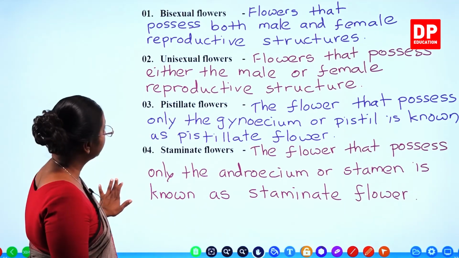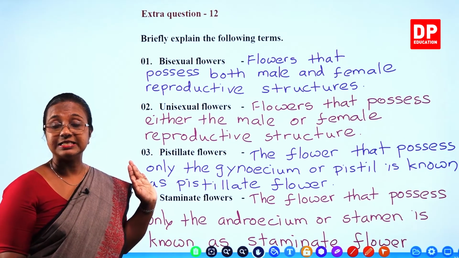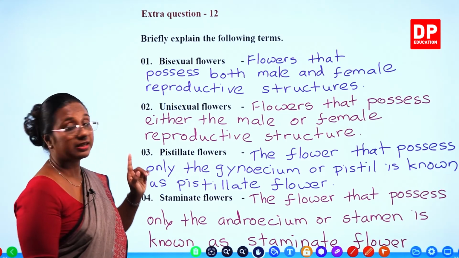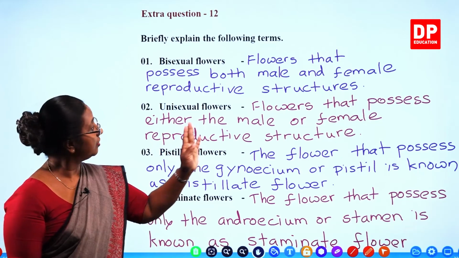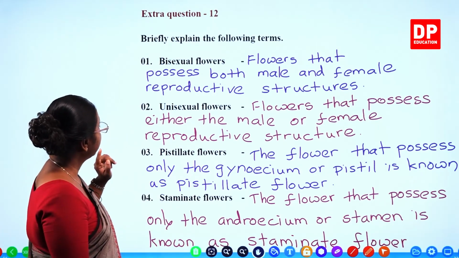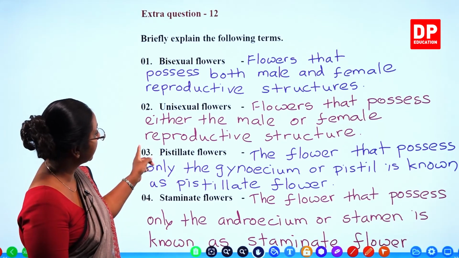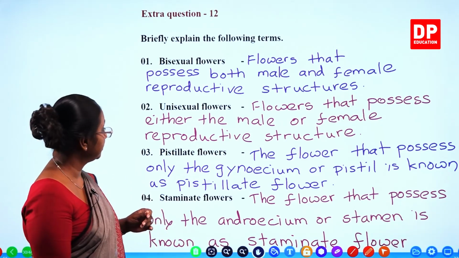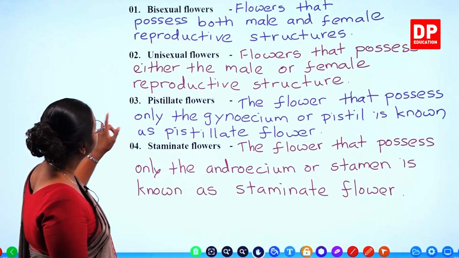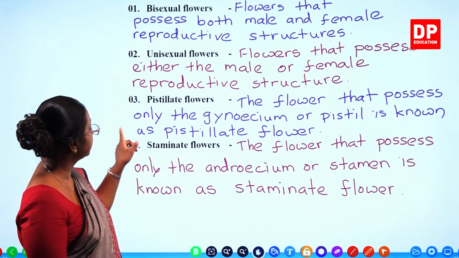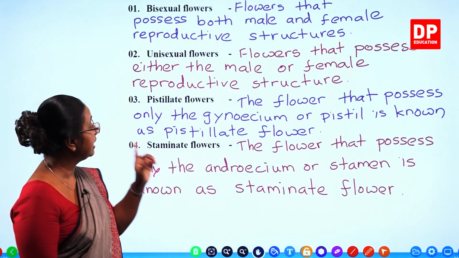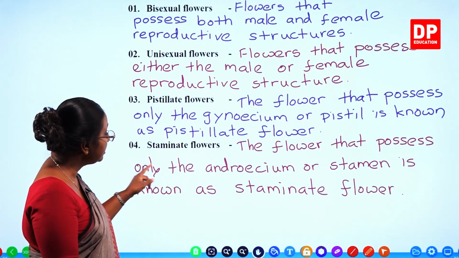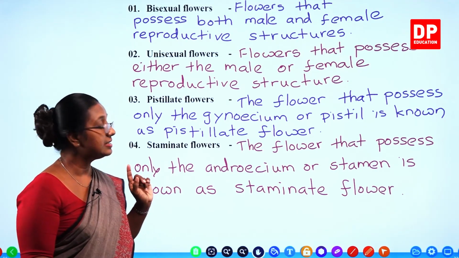So I'm sure, students, you would have explained all these terms correctly. Bisexual flower, flowers that possess both male and female reproductive structures, are known as bisexual flowers. The same way, unisexual flowers, flowers that possess either the male or female reproductive structures, are known as unisexual flowers. Then we have pistillate flower. The flower that possesses only the gynoecium or the pistil is known as pistillate flower. Then staminate flowers, the flower that possess only the androecium or stamen is known as staminate flower.